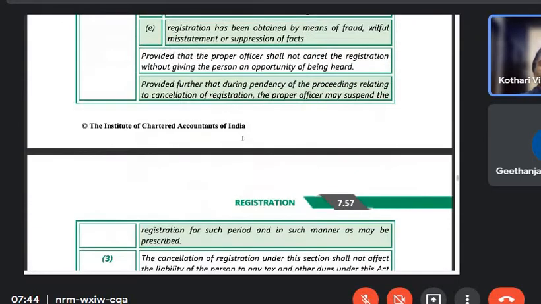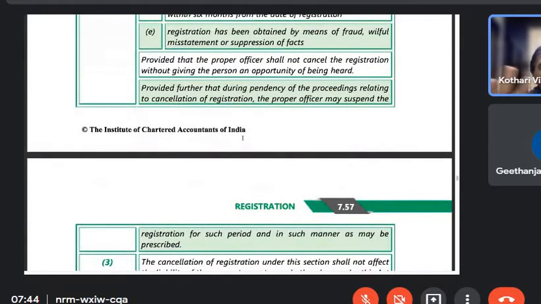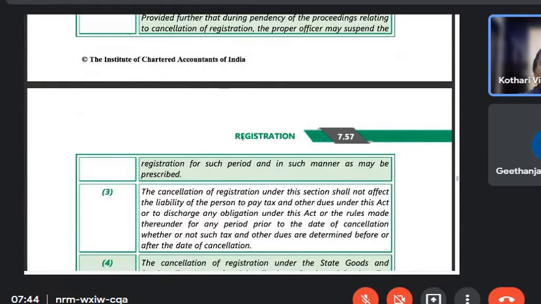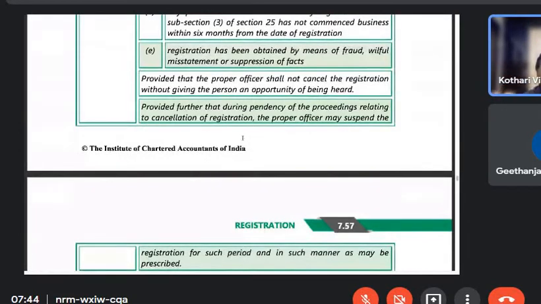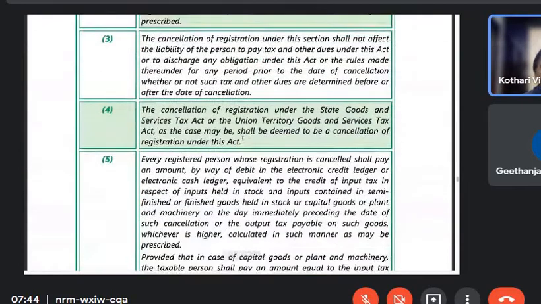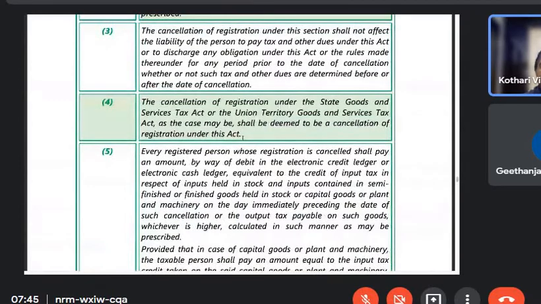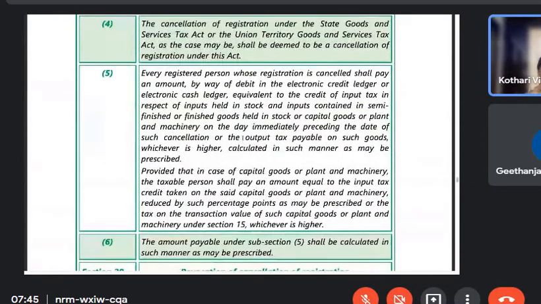Then he will take a reply. If he is satisfied, he may revoke the cancellation. He will not do the cancellation. If he is not satisfied, then he can cancel the registration. Till the time he is issuing the notice, till the cancellation, your registration will be suspended. And once the GST is cancelled, the liability, whatever is there, you have to pay. Cancellation under this act means cancellation under the CGST, SGST, UTGST Act.